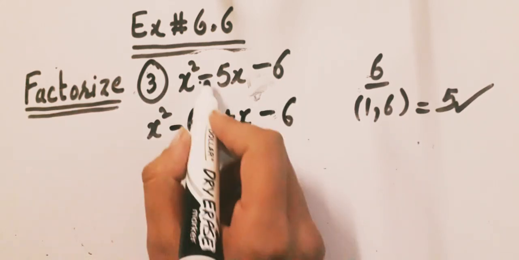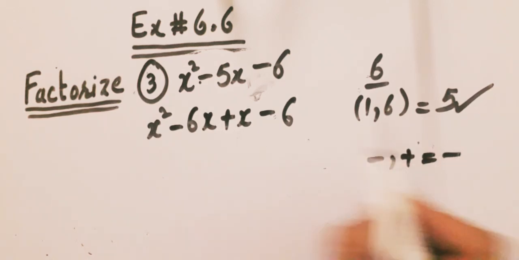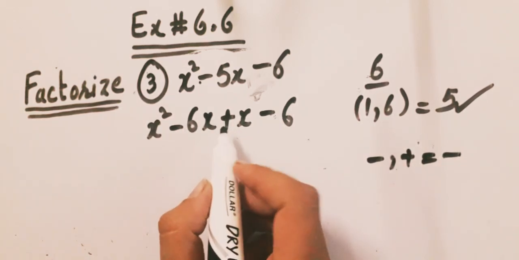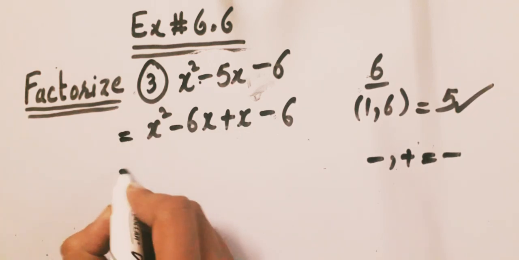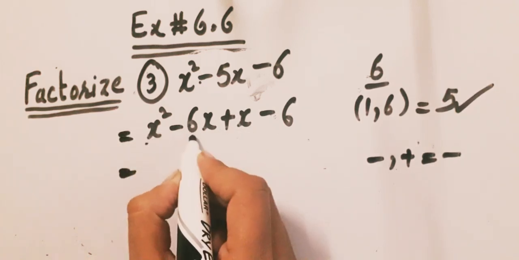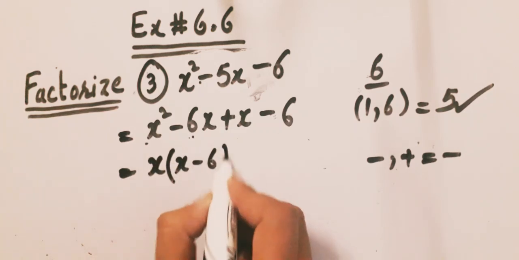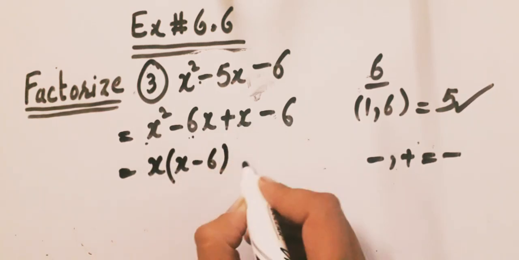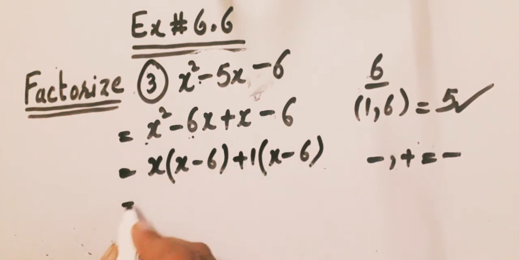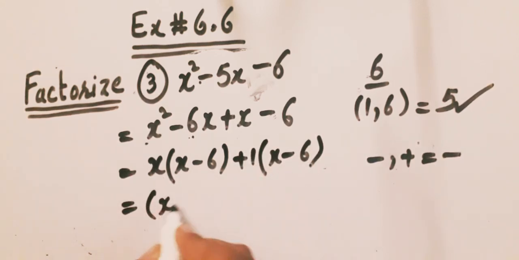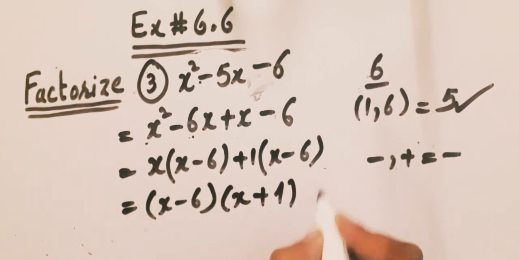Because plus into minus is minus, that's why we will use plus with x. Now in these two terms we will take x common, remaining is x minus 6, and in x minus 6 we will take plus 1 common, remaining is x minus 6. So x minus 6 can be taken as common and remaining is x plus 1. This is the answer.